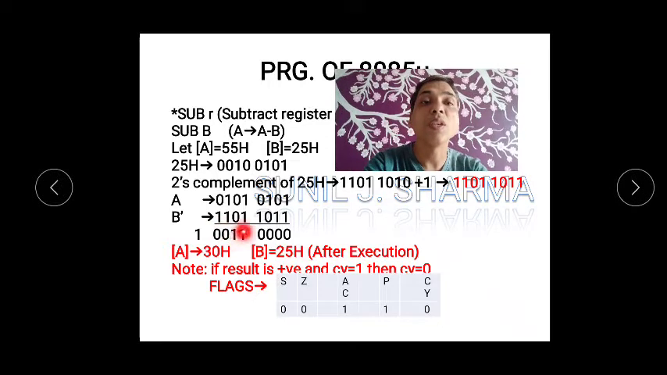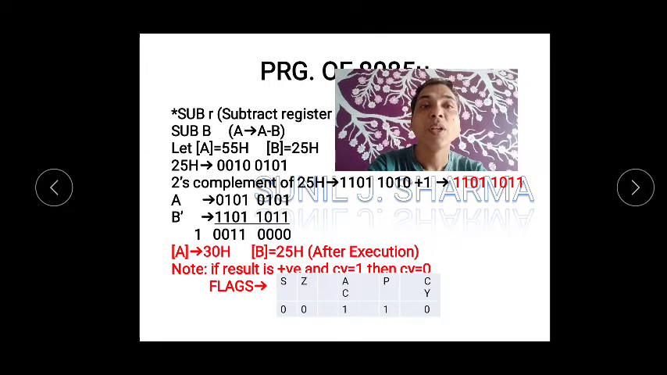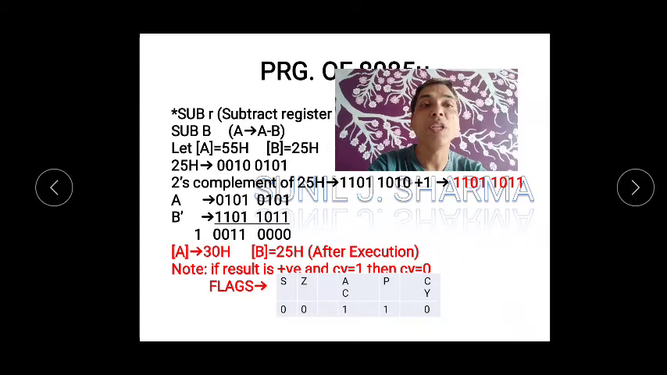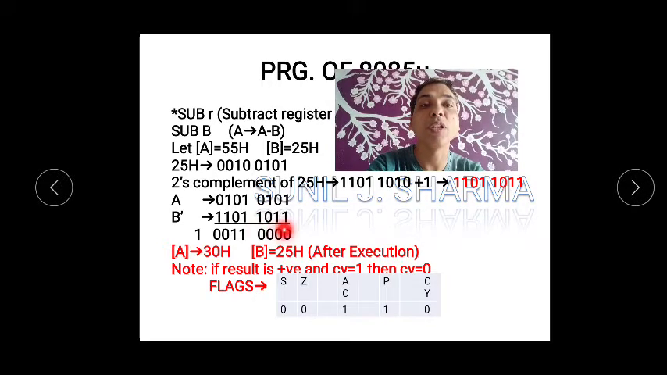The final answer has to be in the accumulator. So the answer is 30H, that is in the accumulator. Contents of B will not change, that will be as it is. This is a positive result, because if your sign flag is 0, that becomes positive. Just now we have seen the rule, if the result is positive, then the carry flag has to be 0. Then we check the auxiliary carry flag and parity flag. The parity flag is 1, because you have to check the number of ones.